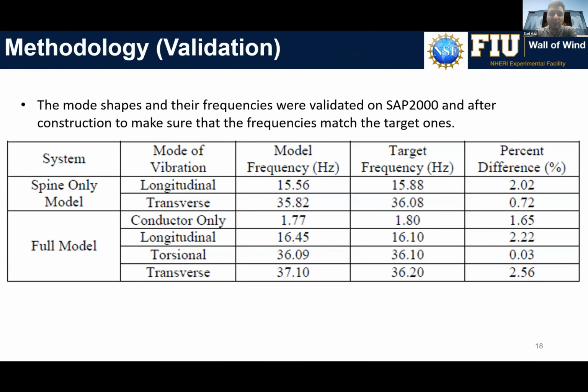So for the validation, we did a validation on SAP 2000 for the design at the beginning. For the spine-only model and for the full model itself, we checked the main modes of vibration, where you have the highest mass participation ratios, and the percentage difference between the model frequencies and the target frequencies was about 2.6% at most.